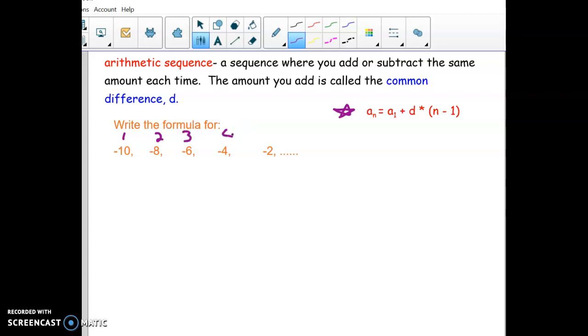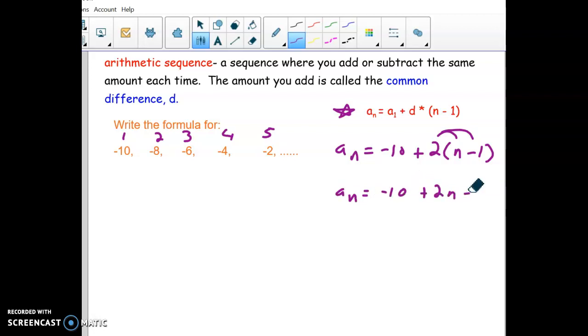Hopefully you had a chance to do it. Basically, the value at any position n is the first value, -10, plus the common difference, which here is 2, times n minus 1, where n is the position we want to find. Then we often clean this up using the distributive property and combining like terms. So it'd be 2n minus 2, and then combining the -10 and the minus 2, we get -12 plus 2n.